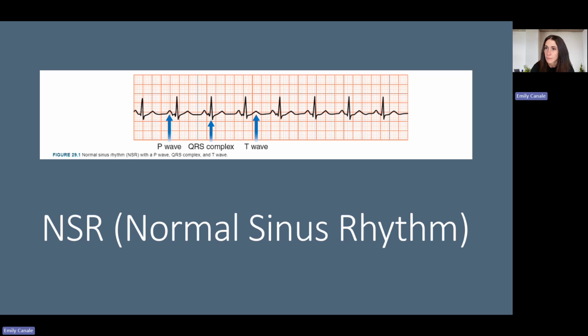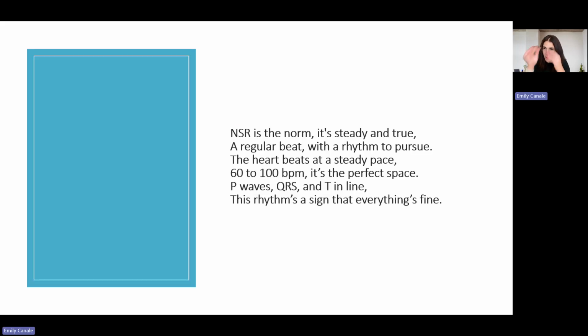It should map out. And I made a little rhyme for you. So normal sinus rhythm is the norm. It's steady and true. A regular beat with a rhythm to pursue. The heart beats at a steady pace, 60 to 100 beats per minute. It's the perfect space. P waves, QRS, and T in line. This rhythm's a sign that everything is fine.